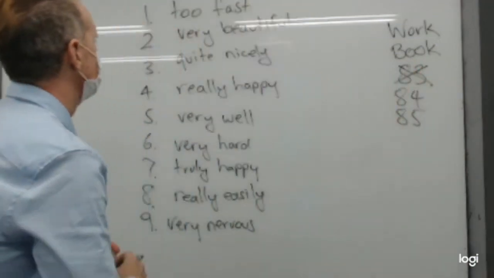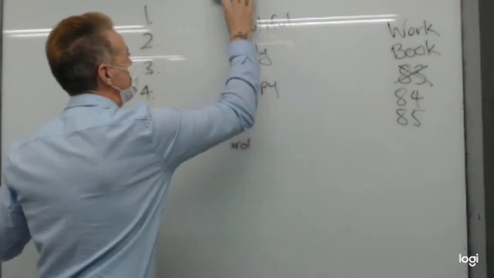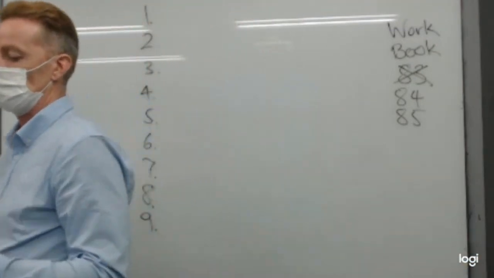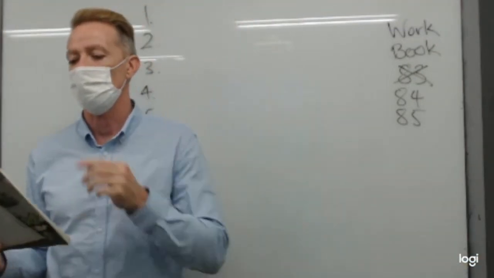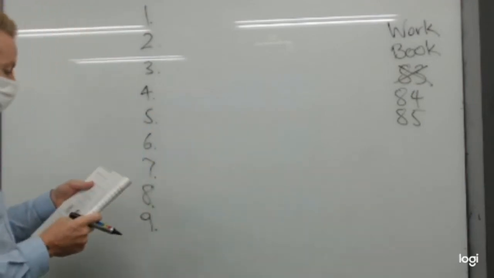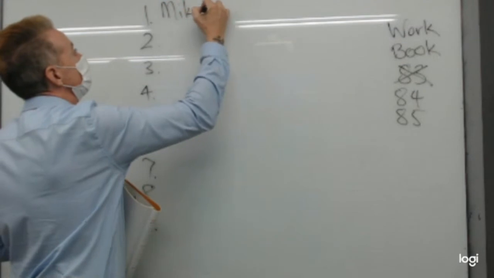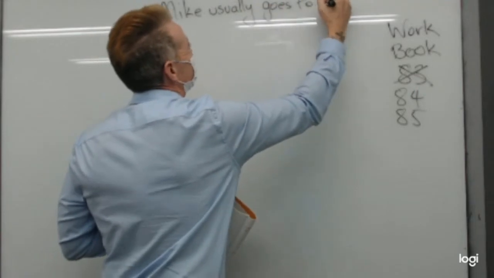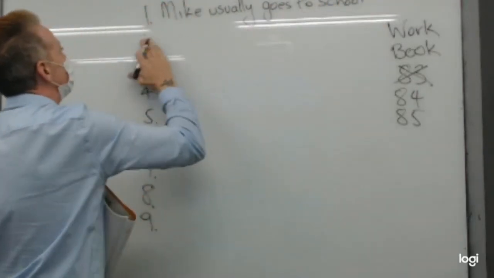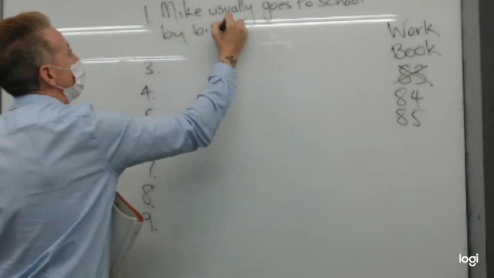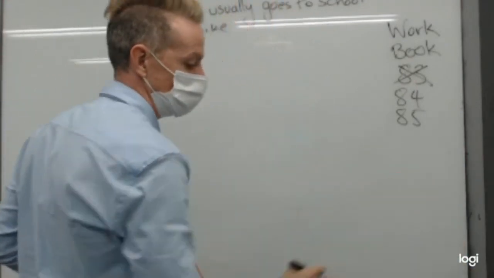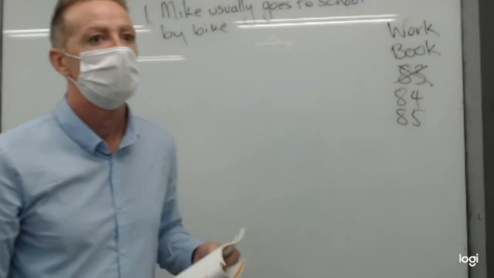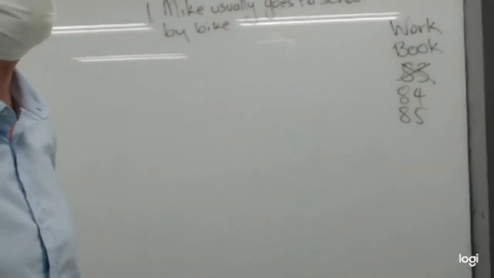Page 84. Write the sentences in the correct order. Dorothy, start with you, please. "Mike usually goes to school by bike." Good. So number one, "Mike usually goes to school by bike."